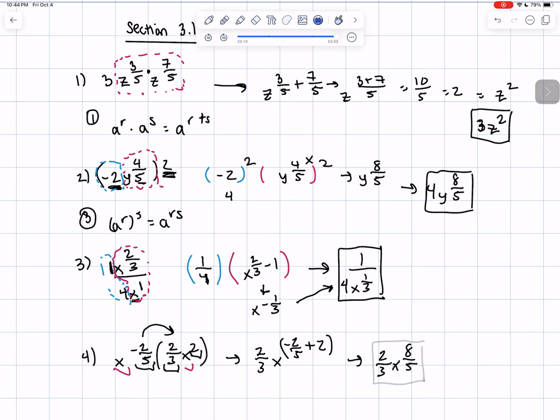The reason why the 2/3 just stayed there is because it wasn't an exponent. It was in front of the x. It's just a number. If it was, let's say, 2 instead of 2/3, it would just be 2x to the 8/5. So this is the law of exponents using our properties in our textbook.